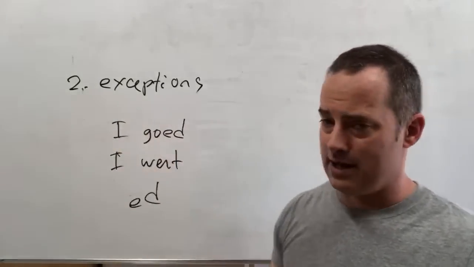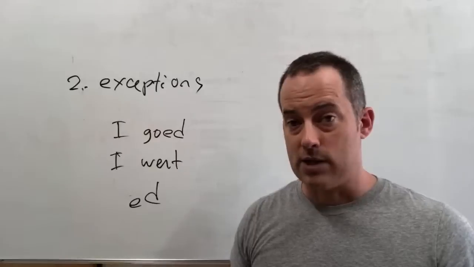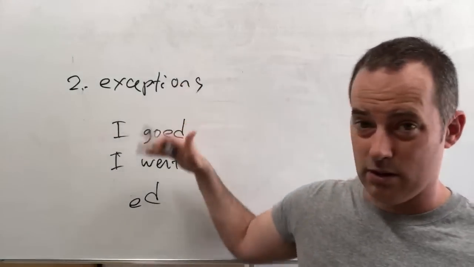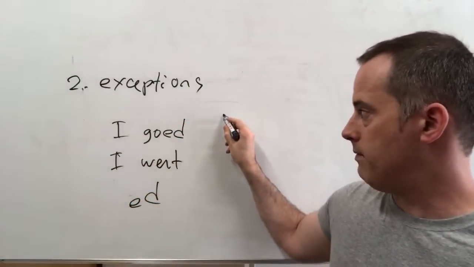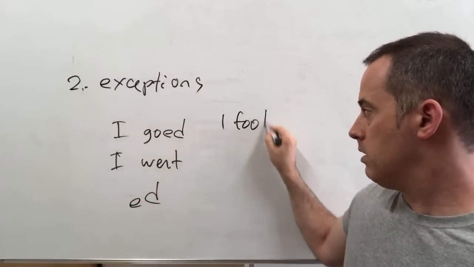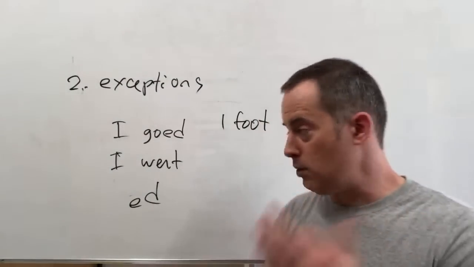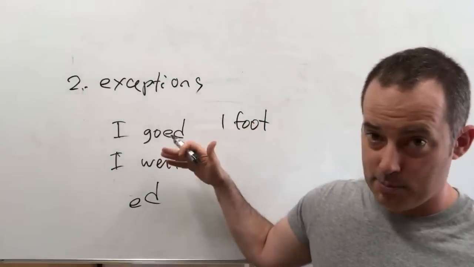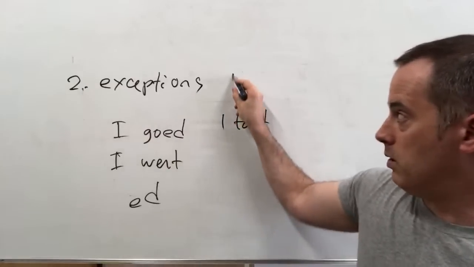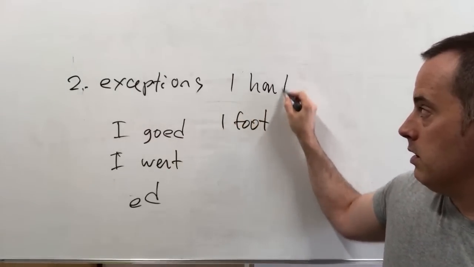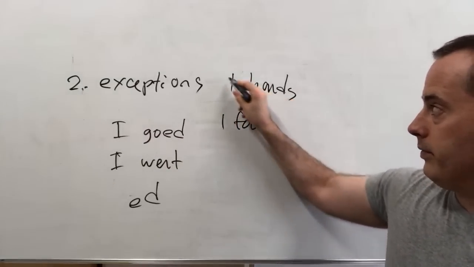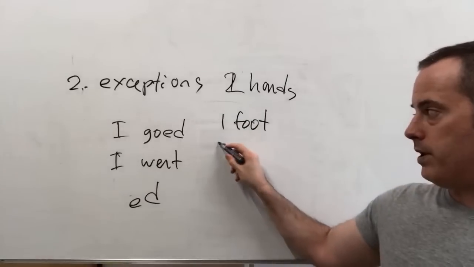So we focus on a lot of exceptions, especially things like singular and plural. If we have one foot, then I'll give them little quizzes like this. Okay, I've got one foot. This is another exception: one hand becomes two hands. So two hands, but one foot is two feet.